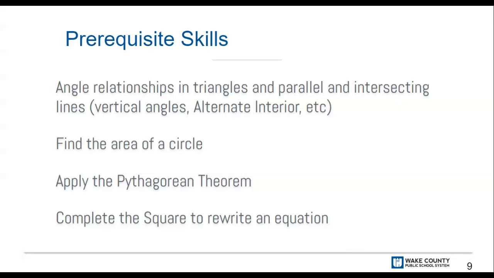Here are some key skills needed to be successful with the content of this unit. You should be able to identify angle relationships in triangles and parallel and intersecting lines, such as vertical angles, alternate interior angles, etc. Find the area of a circle, apply the Pythagorean theorem, and complete the square to rewrite an equation.